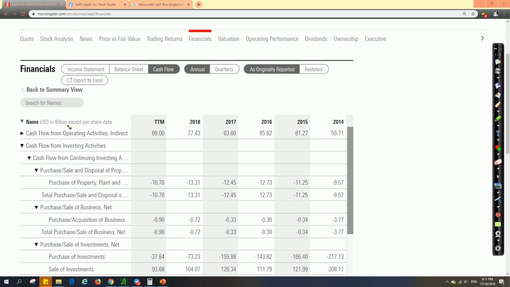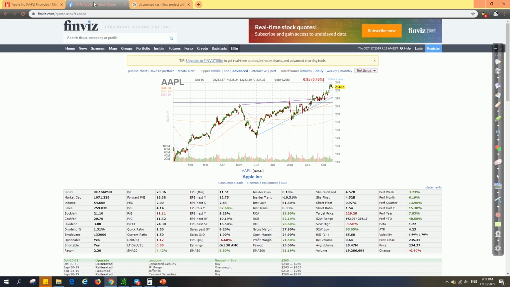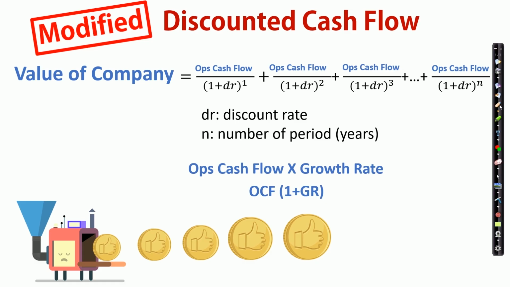And what about the growth rate of Apple? If you recall from our value analysis, the growth rate of a company can be obtained from FinViz. Under FinViz, we look at earnings per share next 5 years. And for Apple, it is estimated to be at 10.19%. So in the case of Apple, this equation will look like this. Take note of the units: 69 billion multiplied by 1.1019.